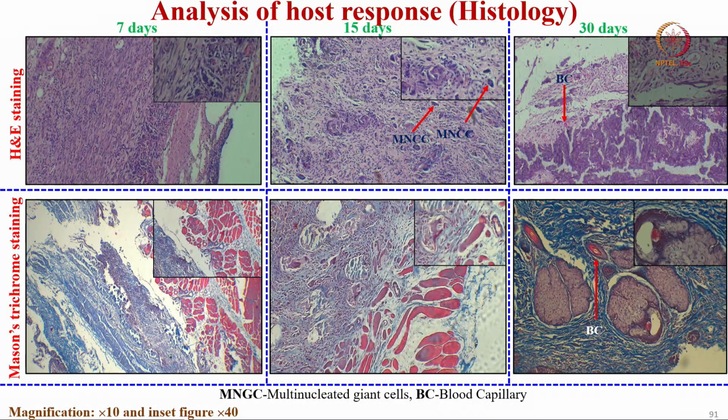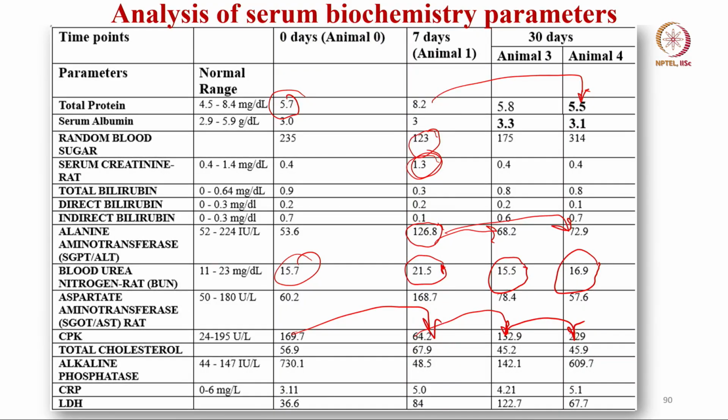This is at 10 times and the inset figure is 40 times. So, this is like 40 times and this is at 10 times. And what you can see is blood vessels formation at different sites, very clearly. And then also you can see multinucleated giant cells at different locations.